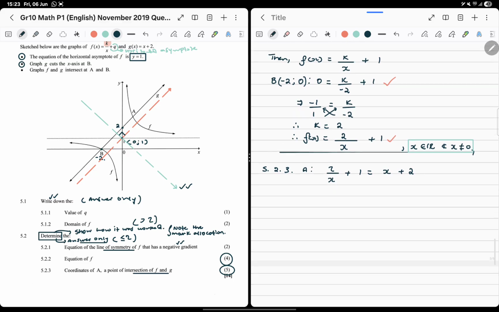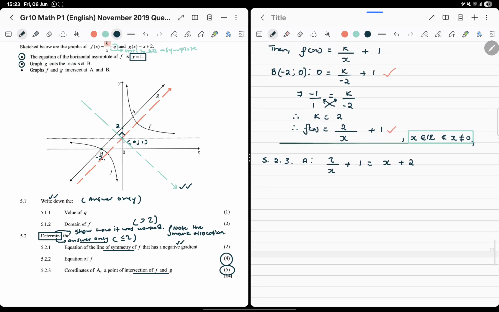Oh, it looks like I'm gonna need some time. Okay, let's try and see. Multiply, there we get 2 plus x over x equals x plus 2 over 1. Then we cross multiply.